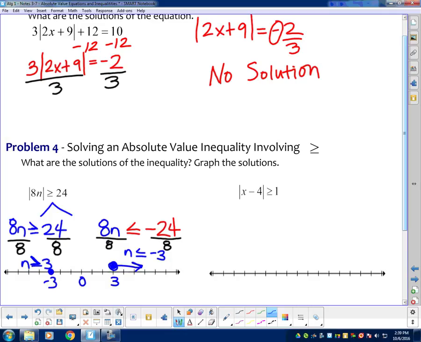And which way am I going? Other way, to the left. Opposite way. So can I have numbers greater than 3 and less than negative 3? Or does it have to be this or this? Think about it. You can't have a number greater than 3 and less than negative 3. So you need to write "or" in between these two things.